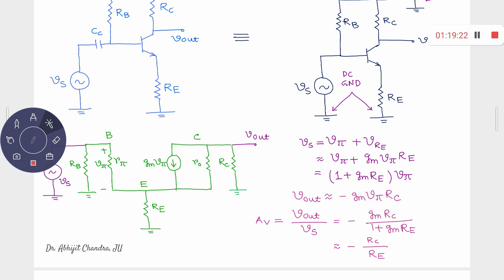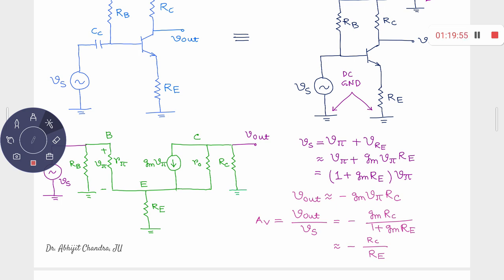DC-wise, you have already seen that it was stable. In the DC analysis, when you performed that calculation, it was much more stable. Similarly, as far as the voltage gain is concerned, this circuit gives a stable voltage gain. But the magnitude of the voltage gain is reduced. High gain means low stability, and low gain means high stability. The previous circuit gives you very high gain with minus gm RC, and gm is typically large.